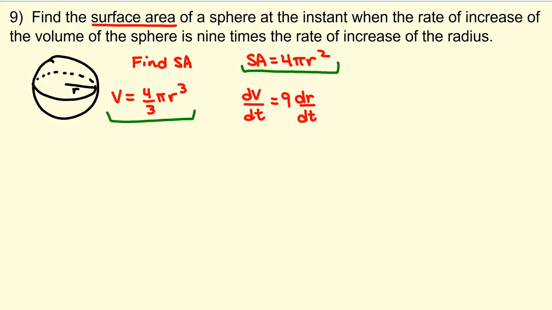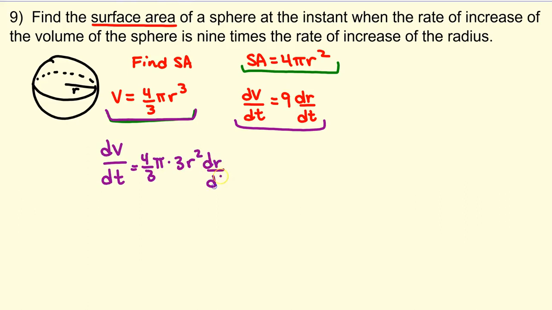So notice that we have an equation that relates the rates of the volume and the radius. Let's go back to our volume equation and differentiate it, and we'll have another equation that relates the rates. So dV/dt equals 4/3 pi, the constant, times 3r squared dr/dt, the derivative of r cubed. Now, we can simplify that a little bit. So dV/dt equals, we'll cancel the 3's. So we get dV/dt equals 4 pi r squared dr/dt.